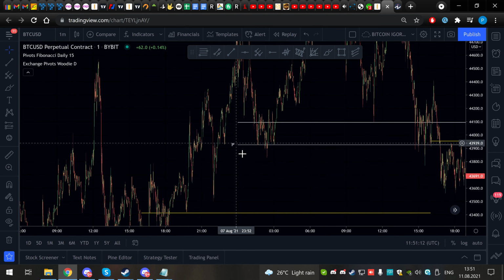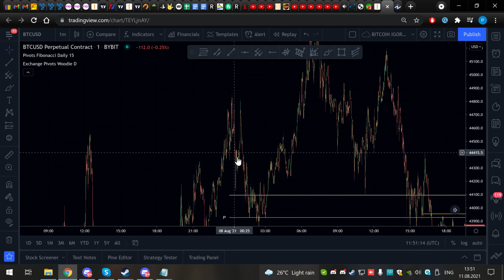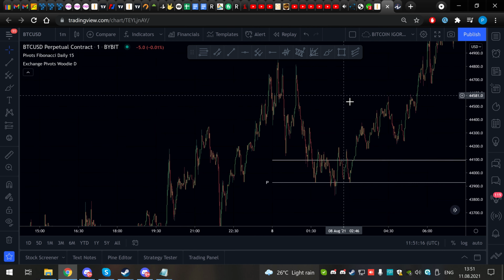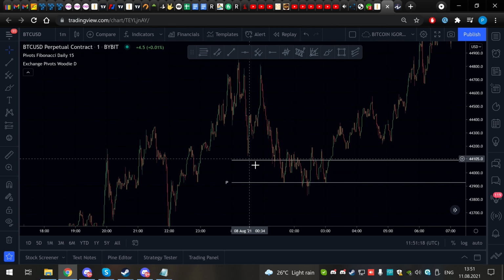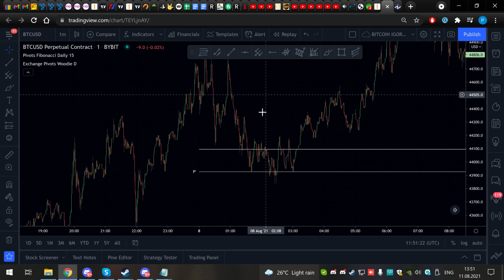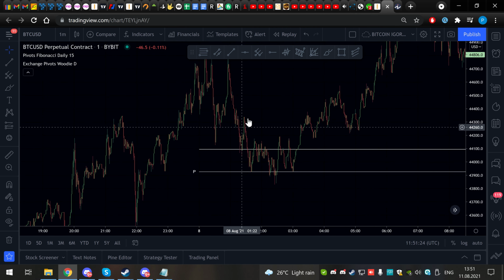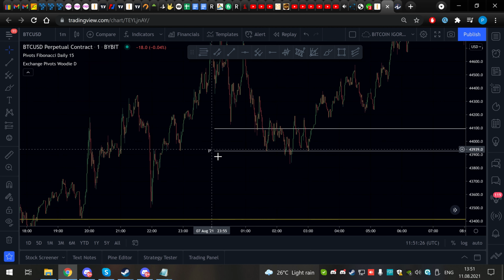We opened over here, quite above. You can see it was a very small front run of this pivot. Nice reaction. Then retesting, small trade, and the Fibonacci pivot was actually holding us. Look here, very nice support.